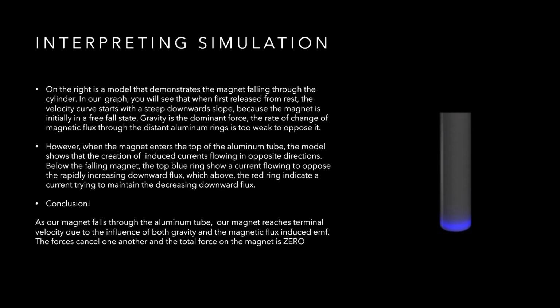What can we conclude from this? As our magnet falls through the tube, it reaches a terminal velocity due to the influence of both gravity and the magnetic flux induced EMF. The forces cancel one another, and the total force on the magnet should be zero.